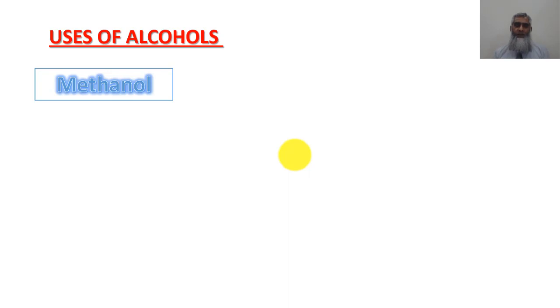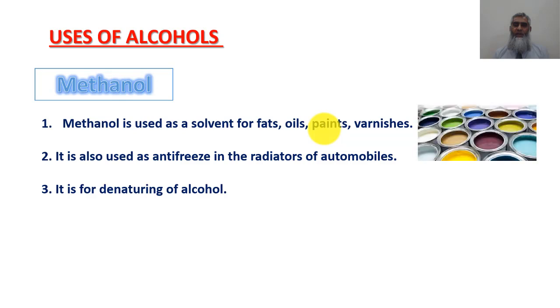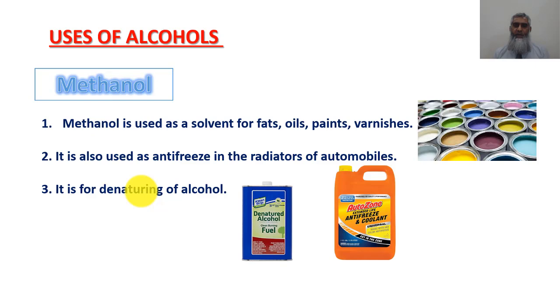Methanol is used as a solvent for fats, oils, paints, and varnish. Methanol is also used as an antifreeze in the radiators of automobiles. We are very familiar that radiators use some coolant materials called antifreeze, so that radiators may not boil over or water may not freeze in the radiators. Methanol is also used as a denaturing agent for alcohols. It is used for denaturing of alcohols.